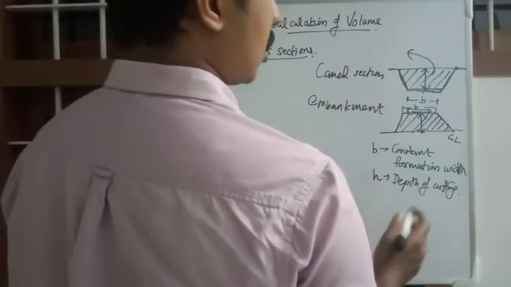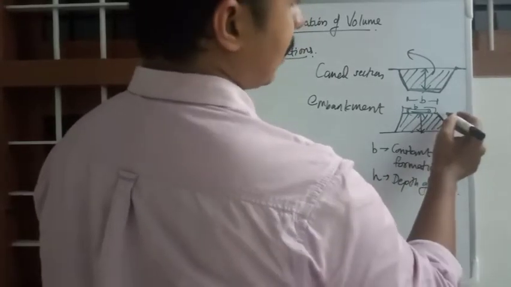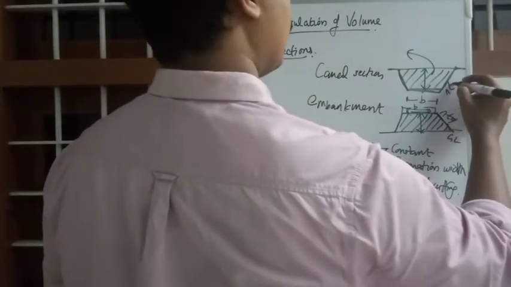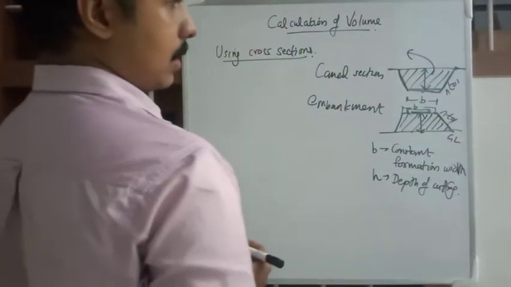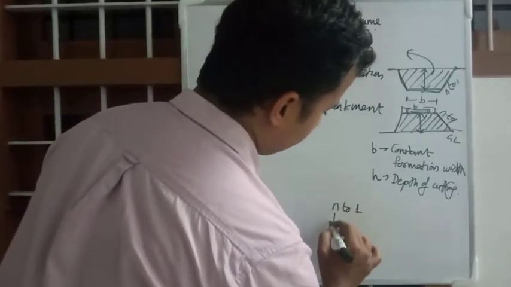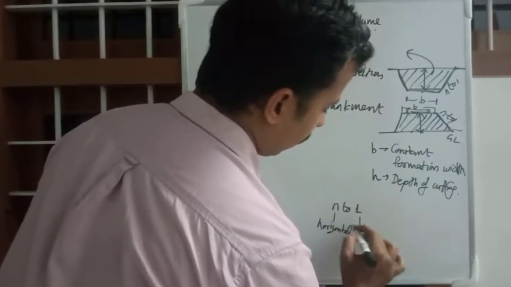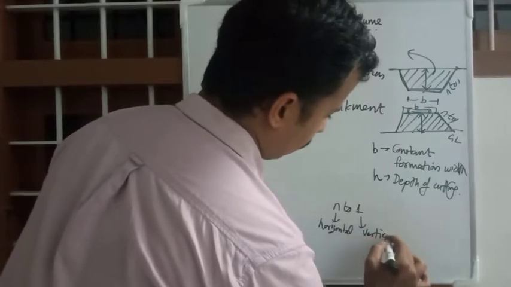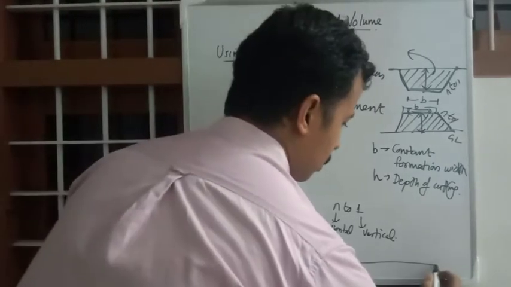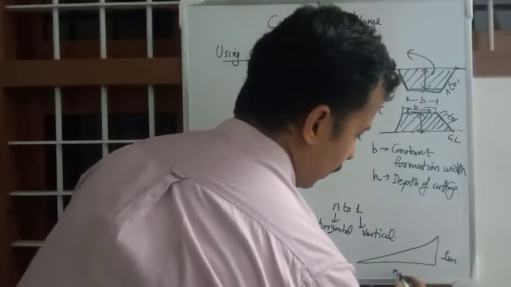So B, H, and there is a slope in here. That slope is given as n to 1. n to 1 means for n horizontal there will be 1 vertical. That means suppose this is 1 meter and this is n meters.